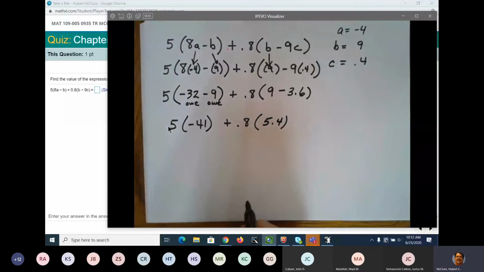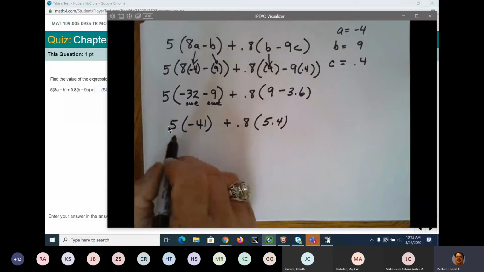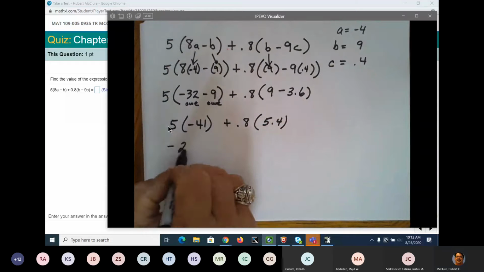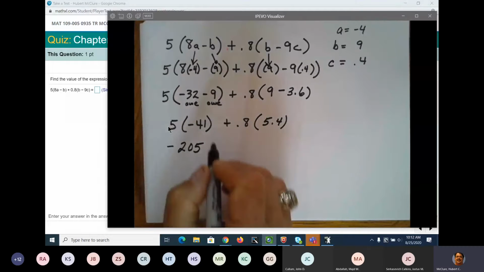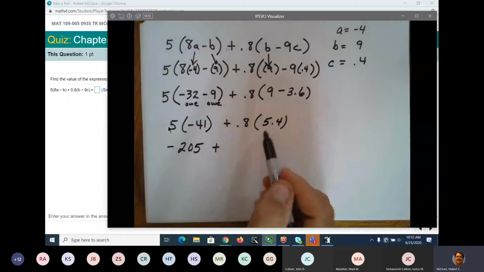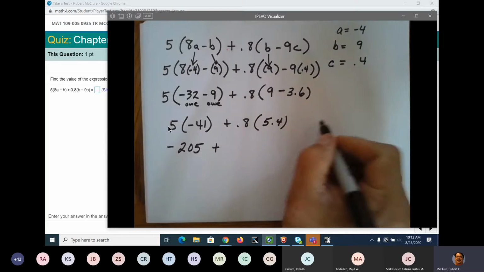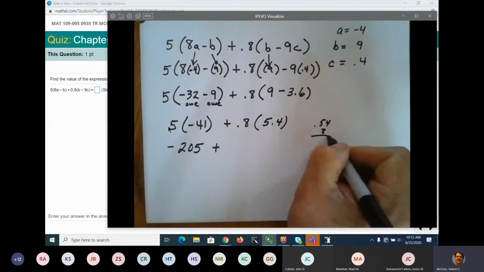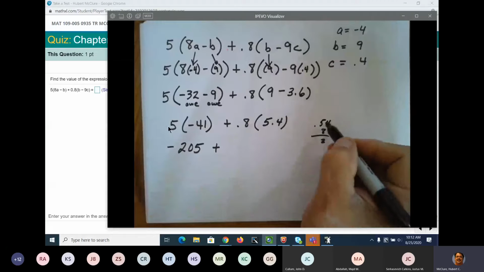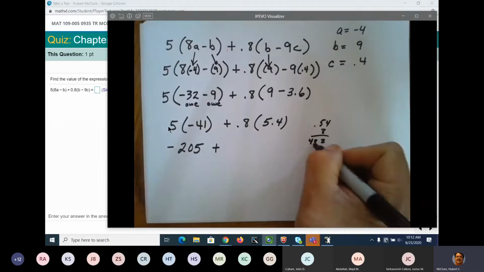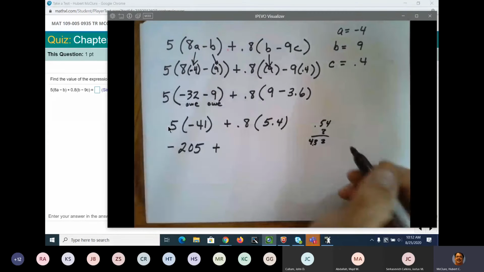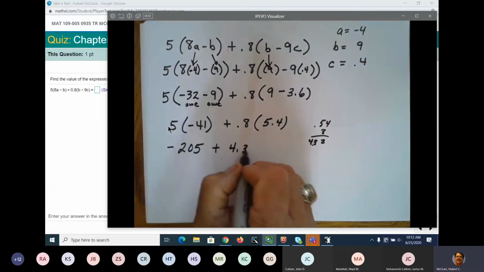But I need somebody to confirm that, please. Negative 205 right here. Plus, well, let's see. 10% of 5.4 would be 0.54. So 8 times 0.54, 8 times 0.54, 2, and that's going to leave a 3, 43, 1. I got 4.32. Somebody check me on that.